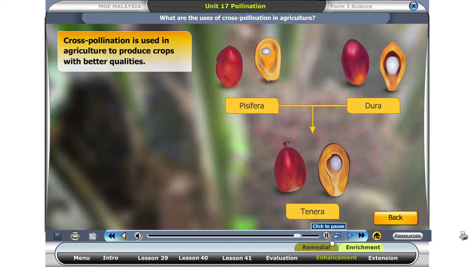What are the uses of cross-pollination in agriculture? Cross-pollination is used in agriculture to produce crops with better qualities. For example, a cross between two species of oil palm, Piscifera and Dura, produced Tenera. Tenera has thinner shell, more flesh, and produces more oil.